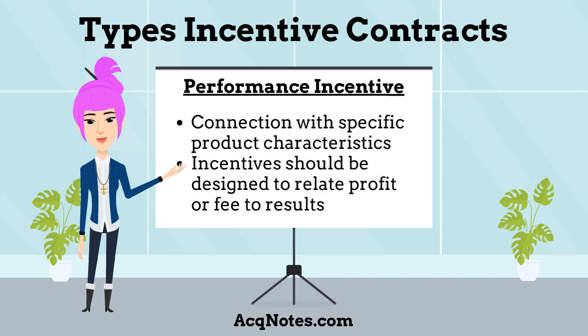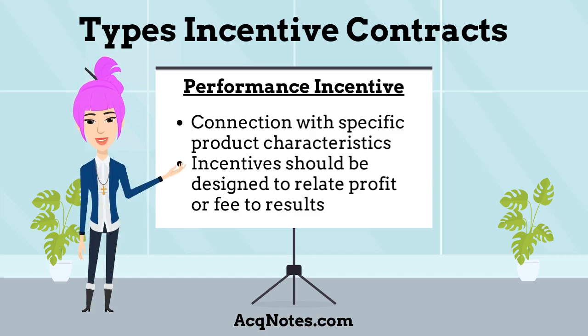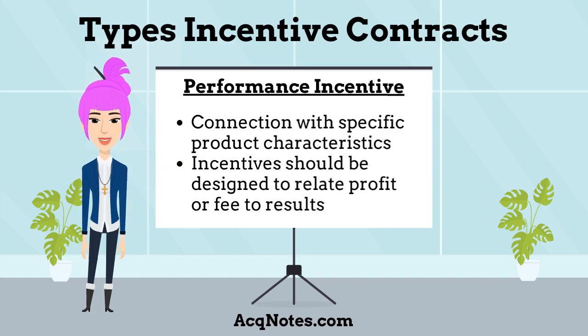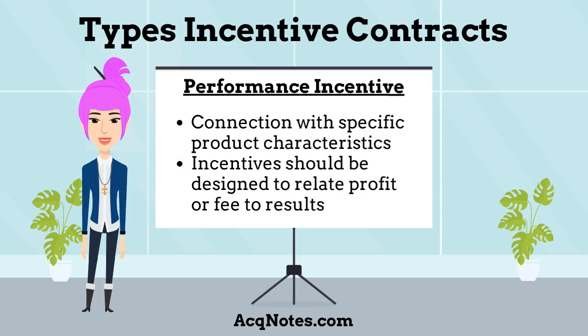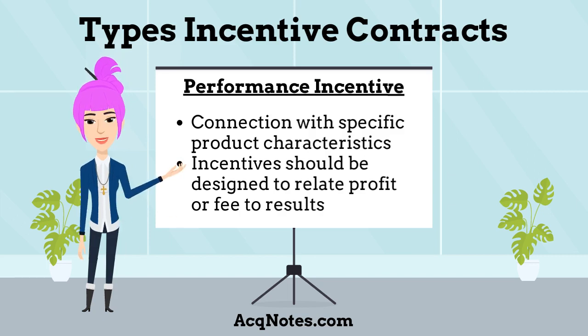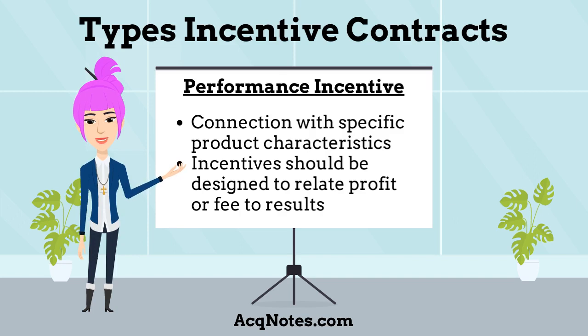The third type of incentive contract I will discuss is a performance incentive contract. A performance incentive contract tries to motivate a contractor based upon the achievement of specific goals or objectives. Performance incentives in this type of contract may be tied to specific product characteristics such as a missile range, an aircraft speed, an engine thrust, or vehicle maneuverability, or other specific elements of the contractor's performance. These incentives should be designed to relate profit or fee to results achieved by the contractor, compared with specified targets.